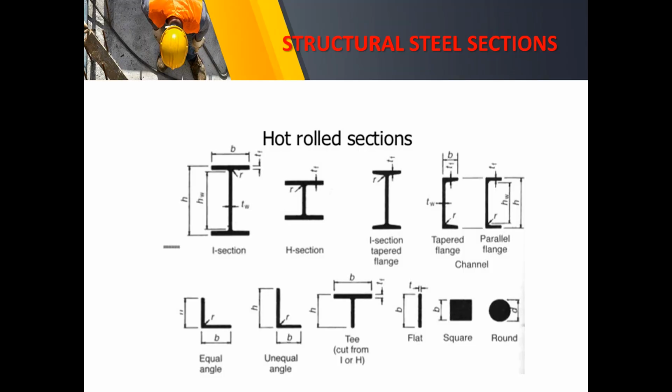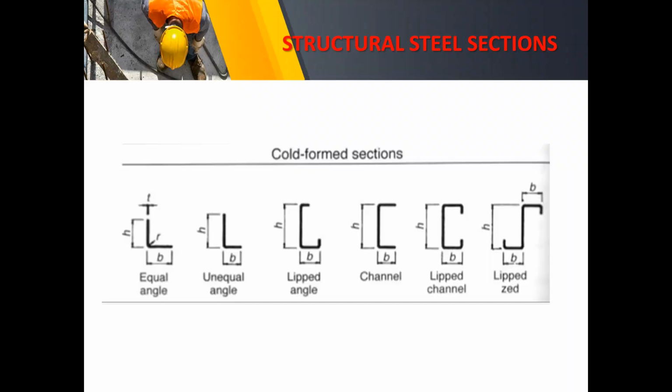So the structural steel sections come as hot rolled sections. It could be I or H sections, tapered flange, parallel flange, equal angle, and unequal angle. The structural T, the flat, square, or round bars, as we call them. So these are steel sections to choose from.